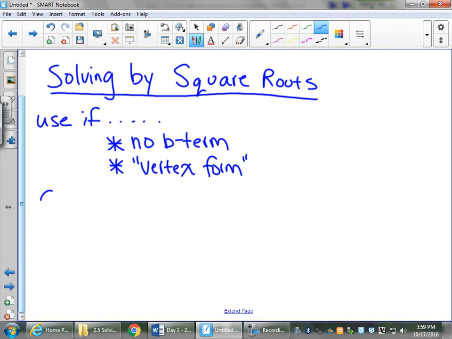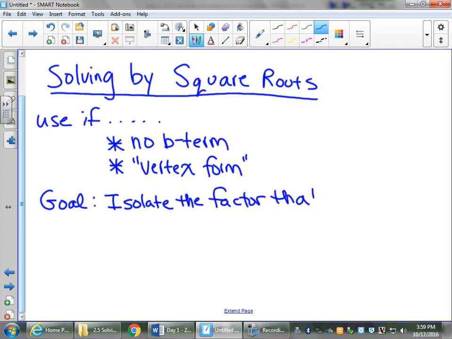The goal when we're solving by square roots is to isolate the factor that is being squared. So that's the first step, to isolate the factor that is squared. So look where the square is.